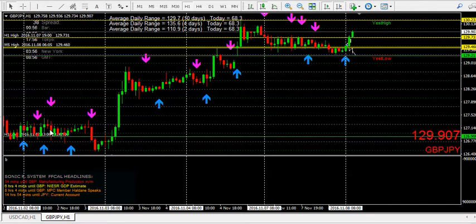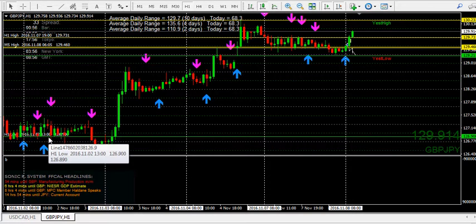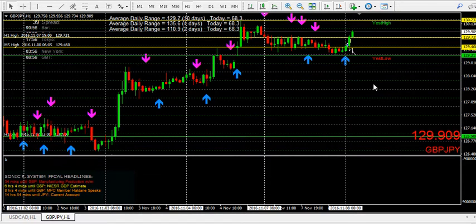So that would be a non-starter for me. I can clearly see what's happened here. This support at the bottom of this green candle has repelled the price. This resistance, the top of that red candle, has not repelled the price.